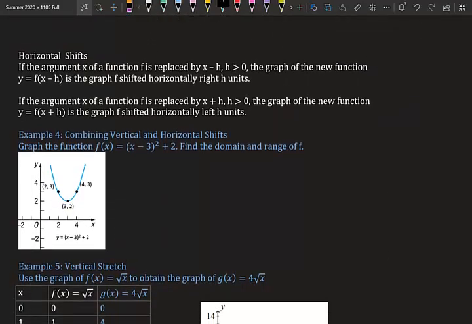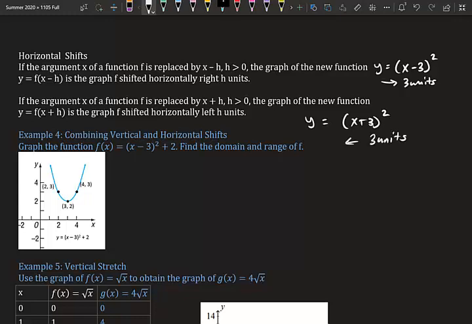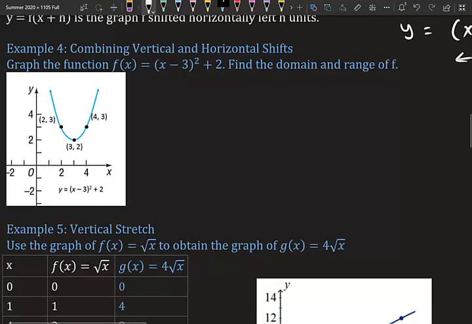All right, if the argument x of a function is replaced by x minus h and h is greater than 0, the graph of the new function y equals f of x minus h is the graph of f shifted horizontally right h units. And if it's plus h, it gets shifted to the left h units. An example would be y equals x minus 3 squared, so we would shift right 3 units. An example of the other way would be x plus 3 squared. You don't need the squared, it's just an example. So we would go left 3 units. That's what that's saying.